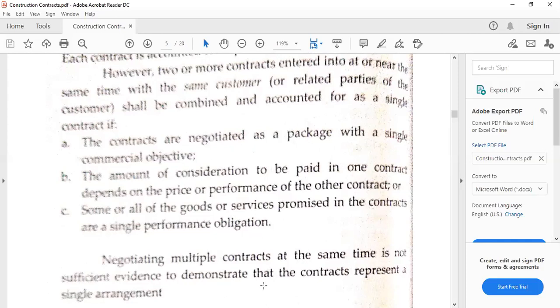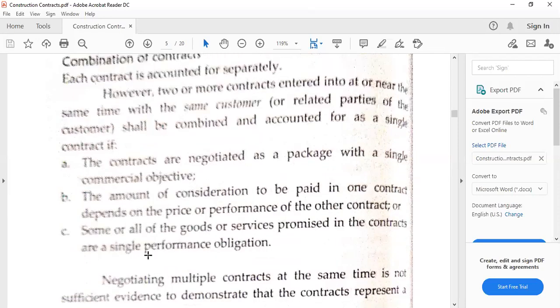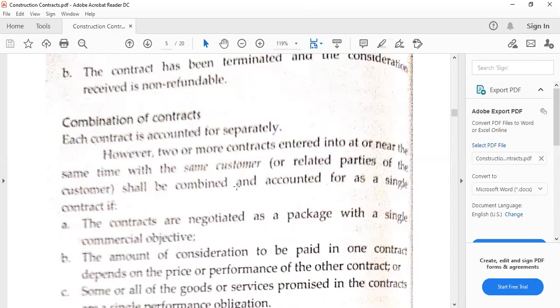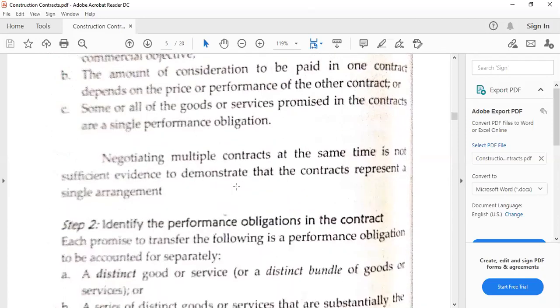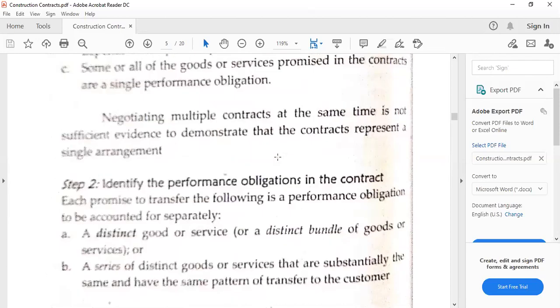Because normally, if you remember, it is said here that just because the contracts are negotiated at the same time, we cannot say that the contracts belong to the same package, or that we are going to combine them into one. So as said, remember under PFRS 15, we are going to do the analysis contract per contract.